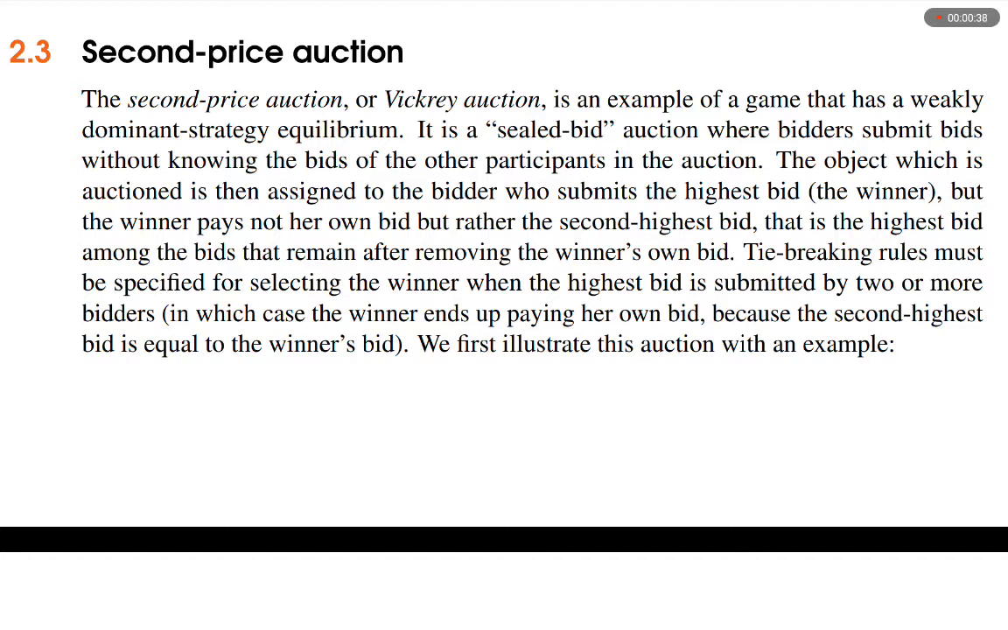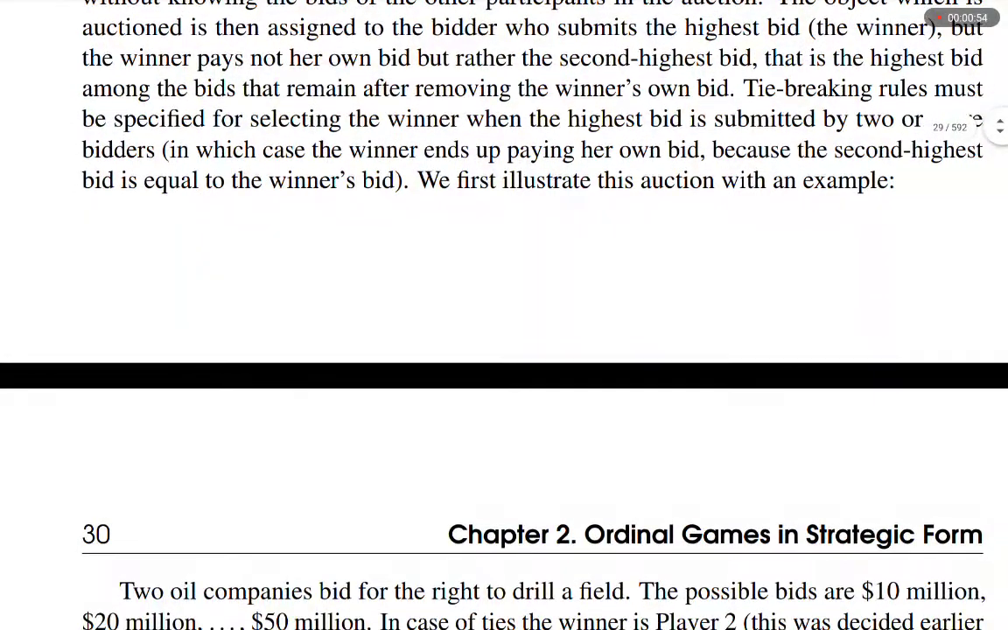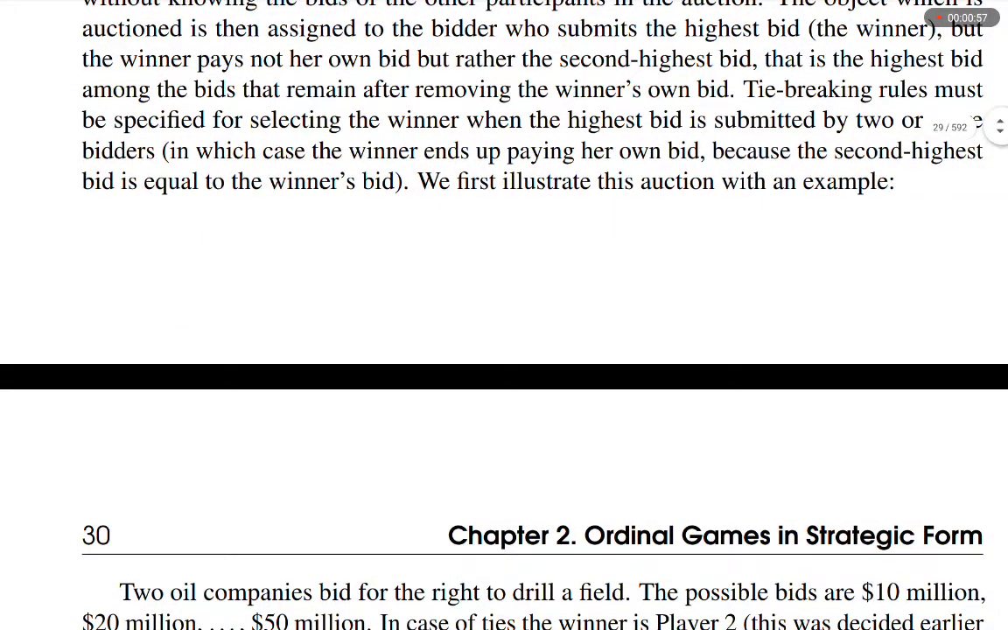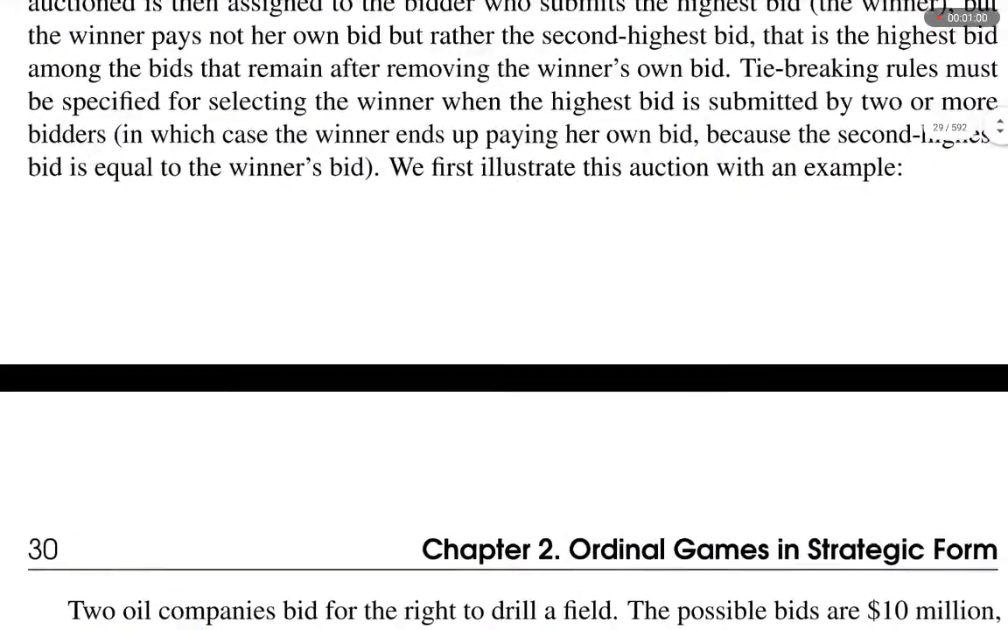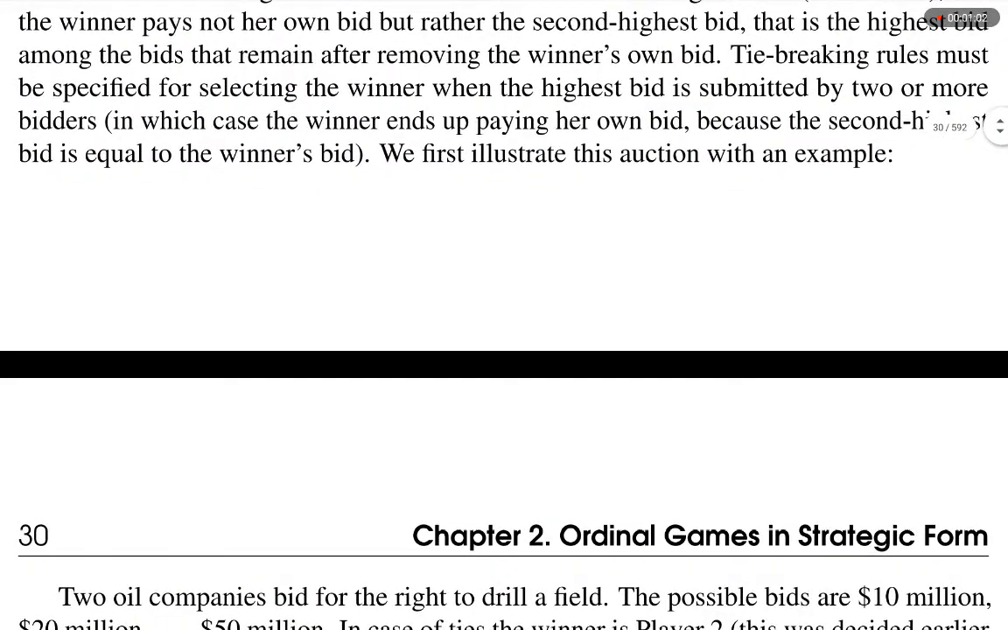winner pays not her own bid, but rather the second highest bid, that is, the highest bid among the bids that remain after removing the winner's own bid. Tie-breaking rules must be specified for selecting the winner when the highest bid is submitted by two or more bidders, in which case the winner ends up paying her own bid because the second highest bid is equal to the winner's bid. We first illustrate this auction with an example.